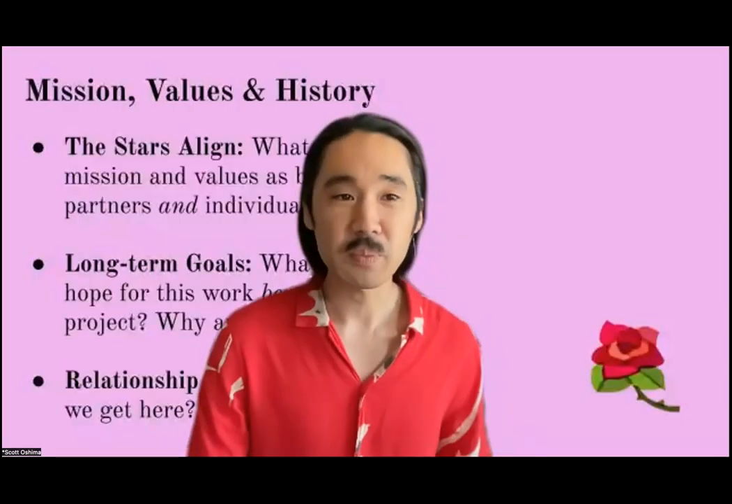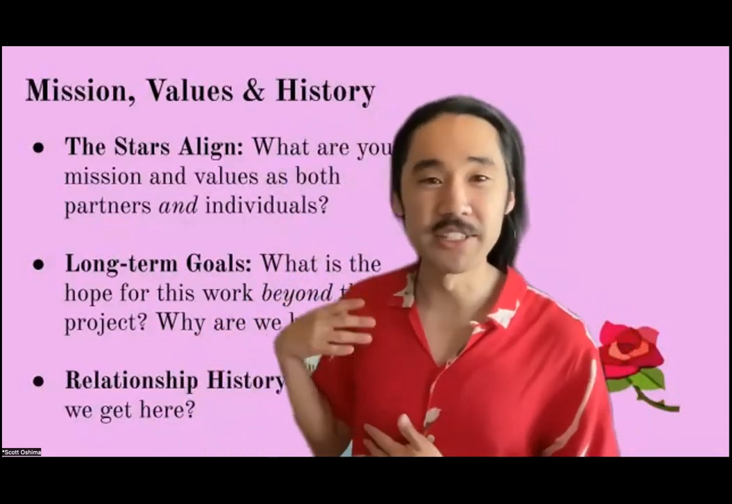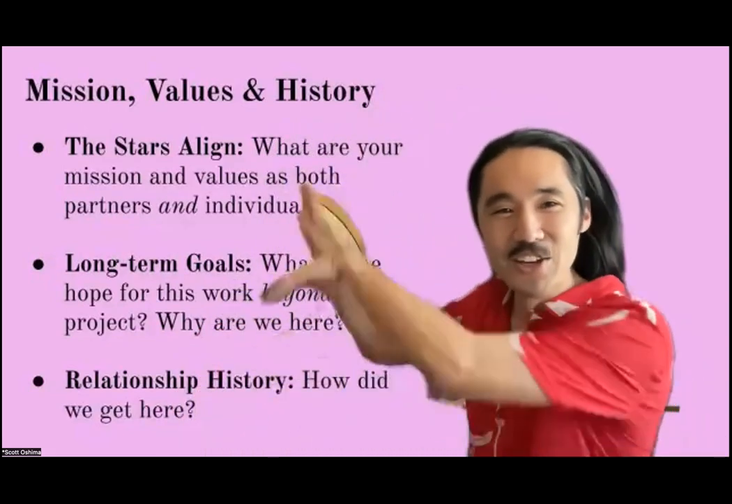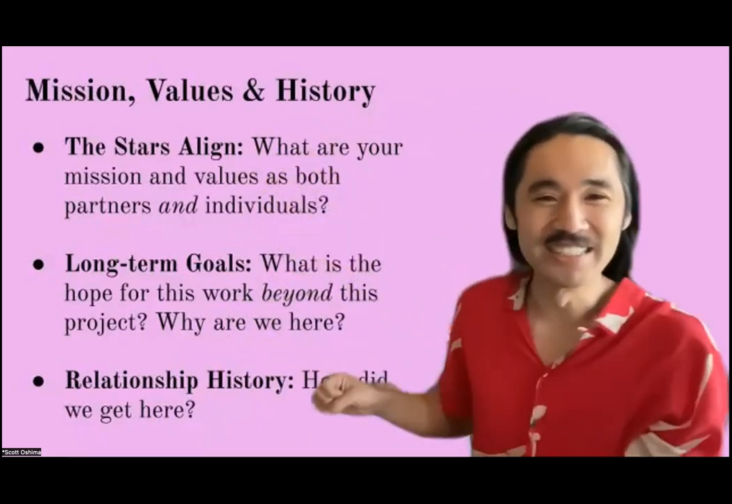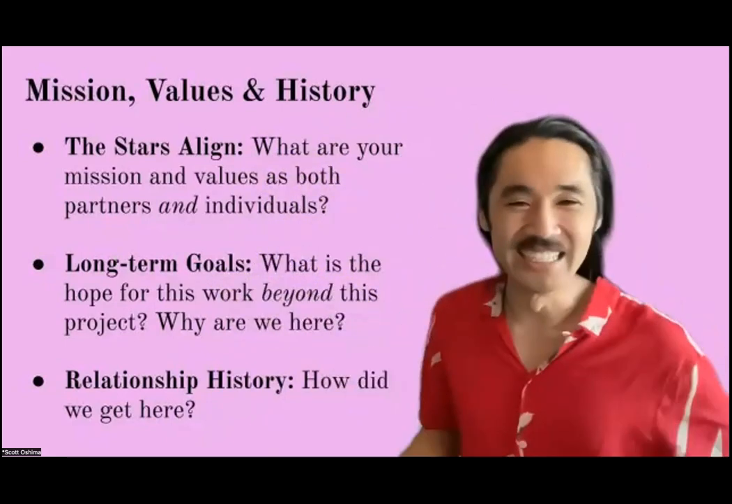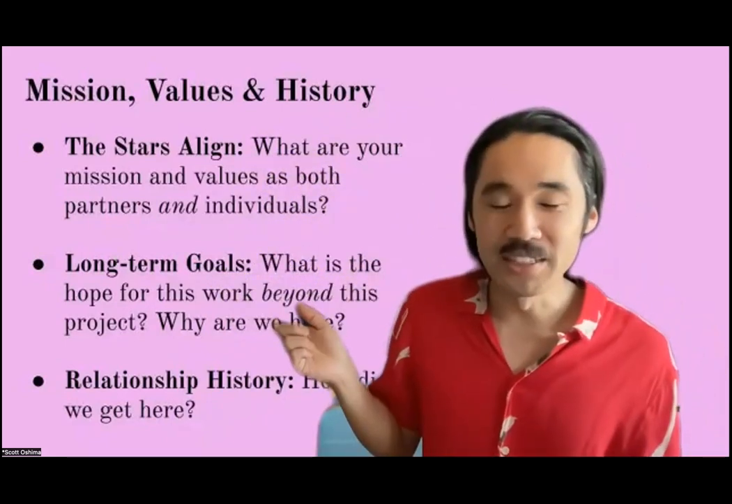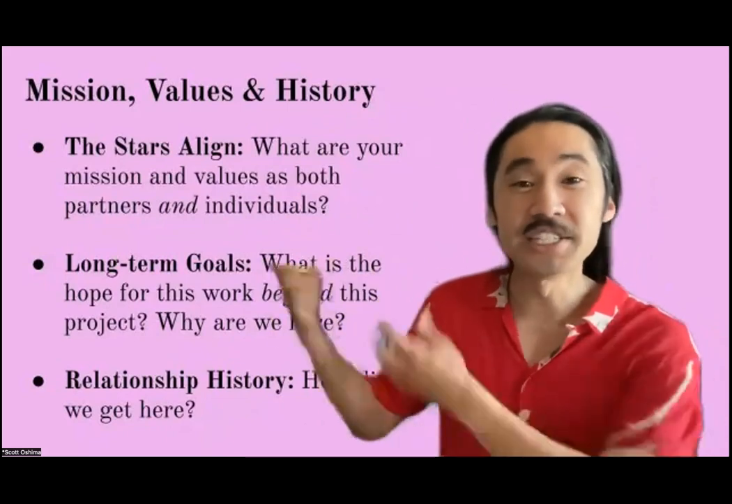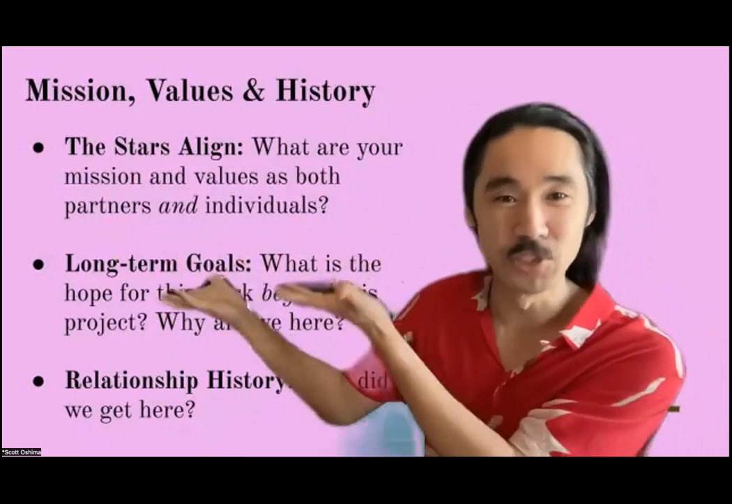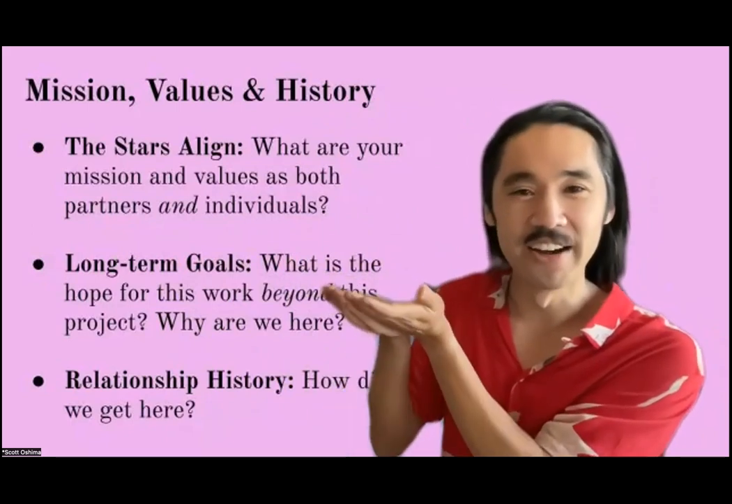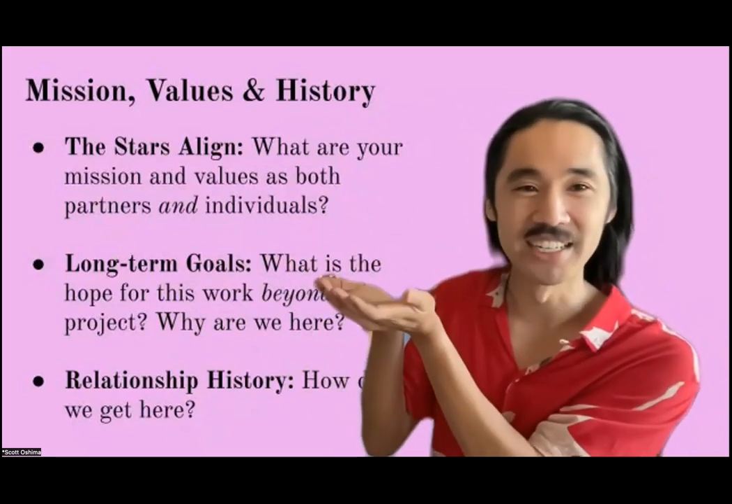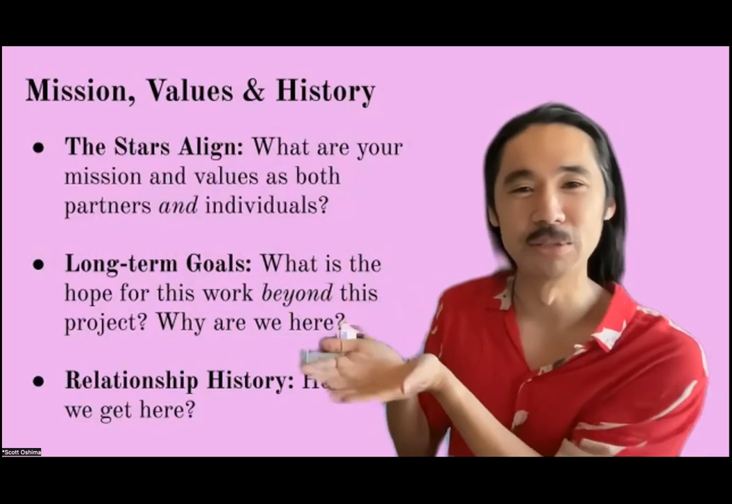Just to use this as a template and an example, I wanted to share some of the things that you might want to cover in it. So your mission, values, and history. How did the stars align? What are your values and the mission for each of the organizations individually, and then together as a coalition for this project? Just getting that on paper to be able to point to again.